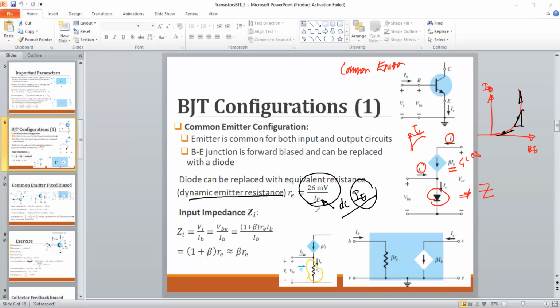Now we have a voltage drop across this RE, which is equal to IE times RE. IE is actually the sum of these two. So we have a total current of IB plus beta IB. The current flowing through this current source plus the base current would be the total current, which flows through RE. So we have a resistor RE, and the current flowing through it is 1 plus beta times IB. Here the voltage is VI, and the current is I.